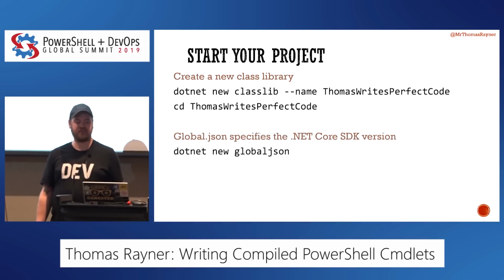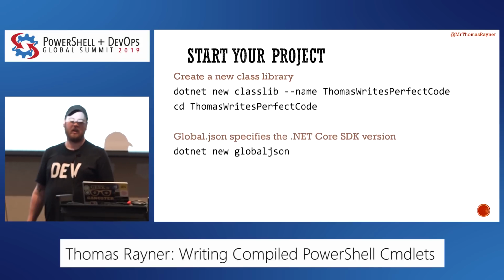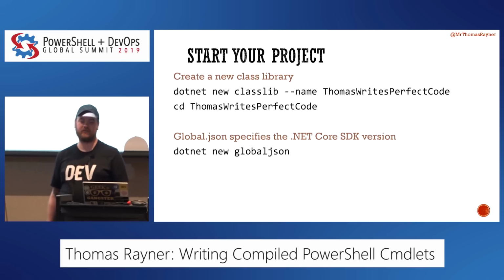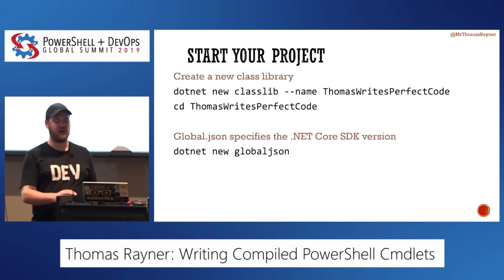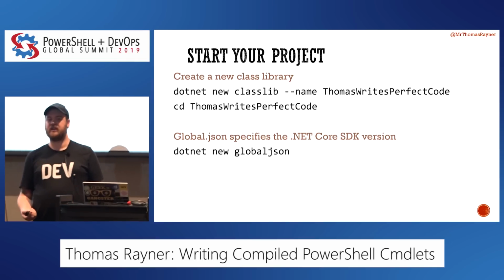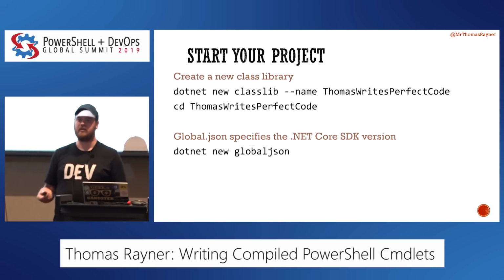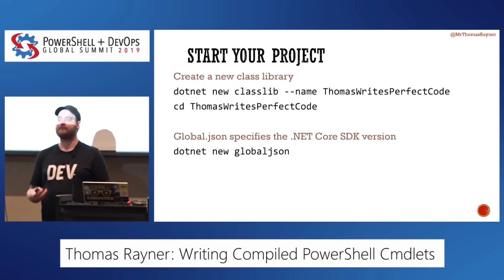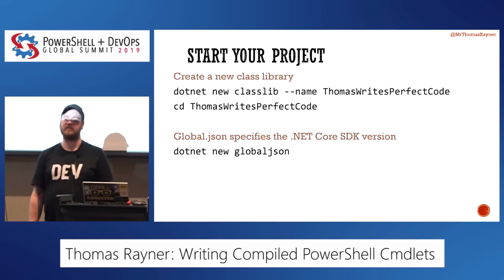Then, this isn't mandatory, but I like to do it. You're creating a new global JSON artifact in that class library folder that we created. This allows you to specify the .NET Core SDK version. And so last slide, I told you what you needed to get started. You need Visual Studio Code. You need .NET Core SDK.